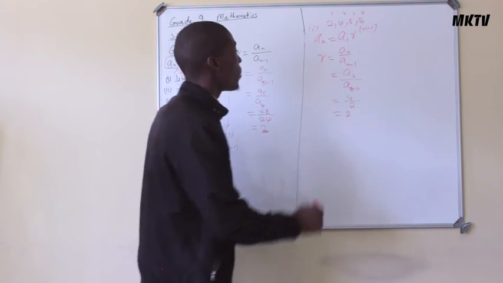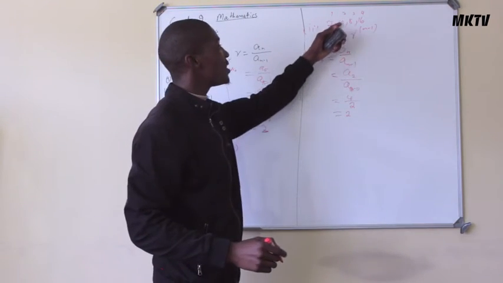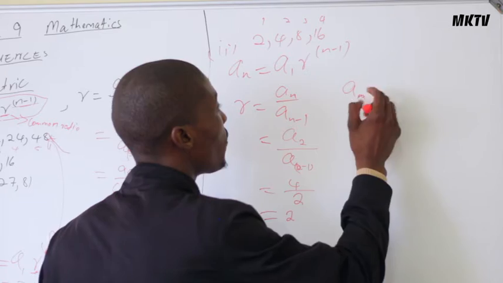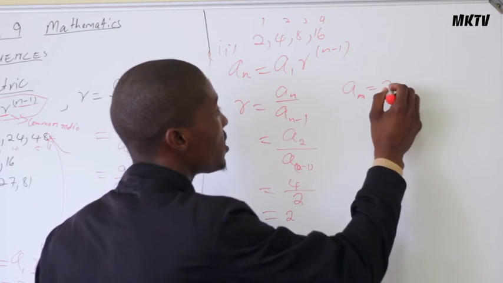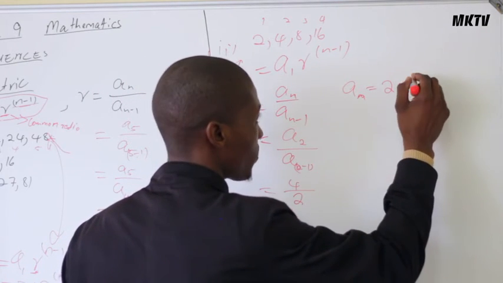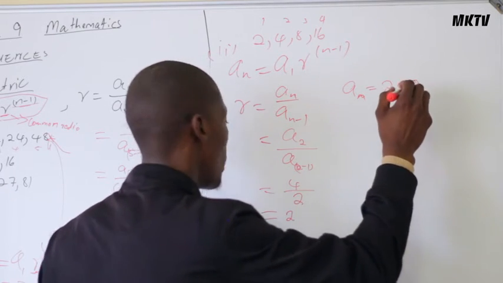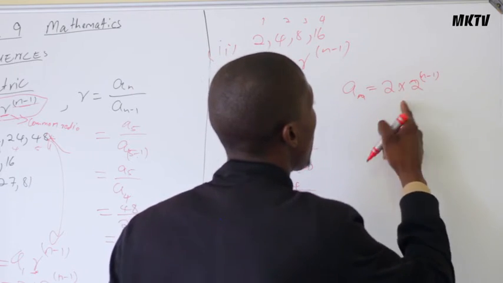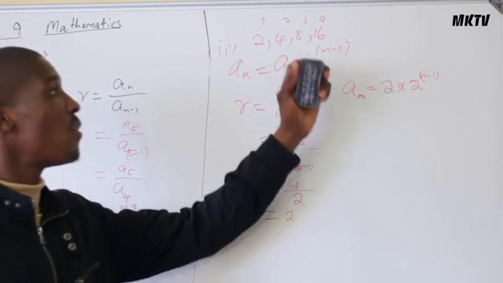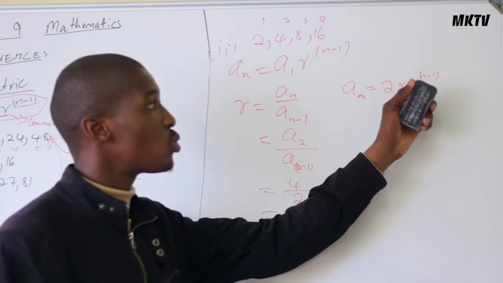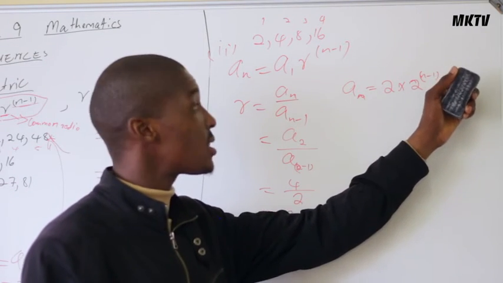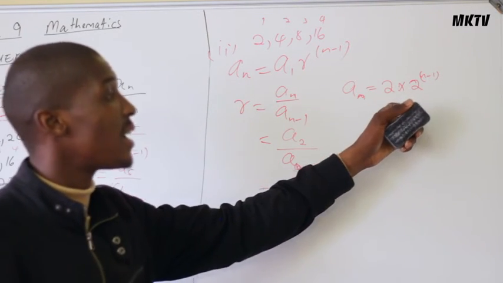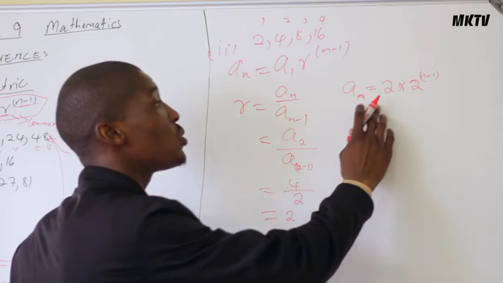So let's go on. We were asked to find the nth term for this sequence. Now we have to substitute in the nth formula. Our first term from the sequence is 2 multiplied by our r, which this time around is 2, raised to power n minus 1. That says our nth formula, or nth term, for this sequence is a_n equals 2 times 2 to the power n minus 1. Then you leave it right here because we said it should be in terms of n.